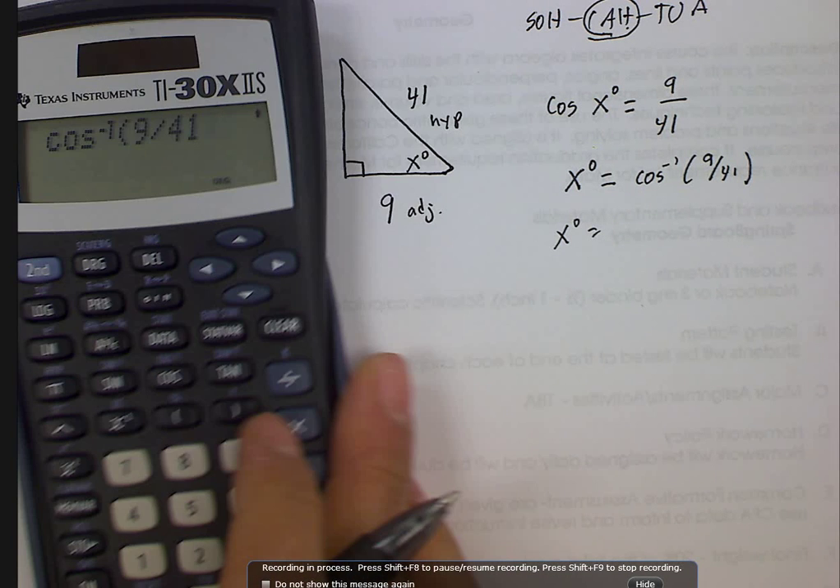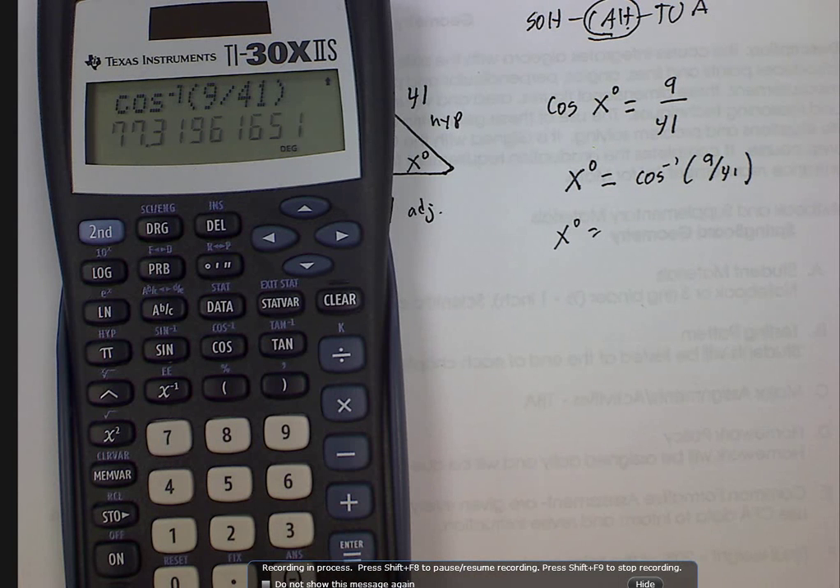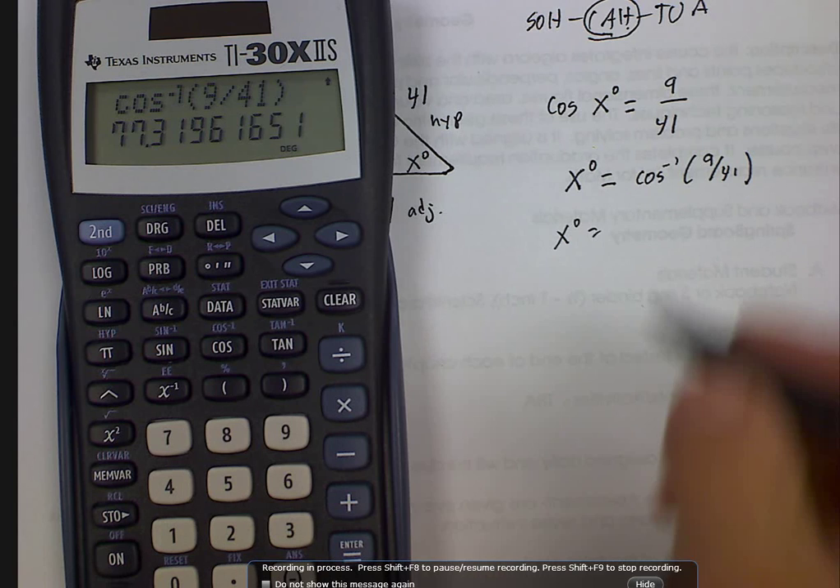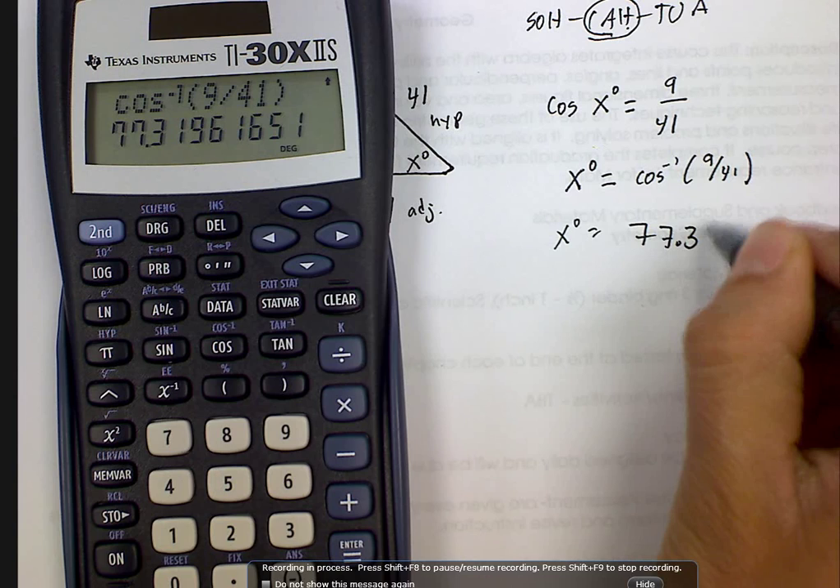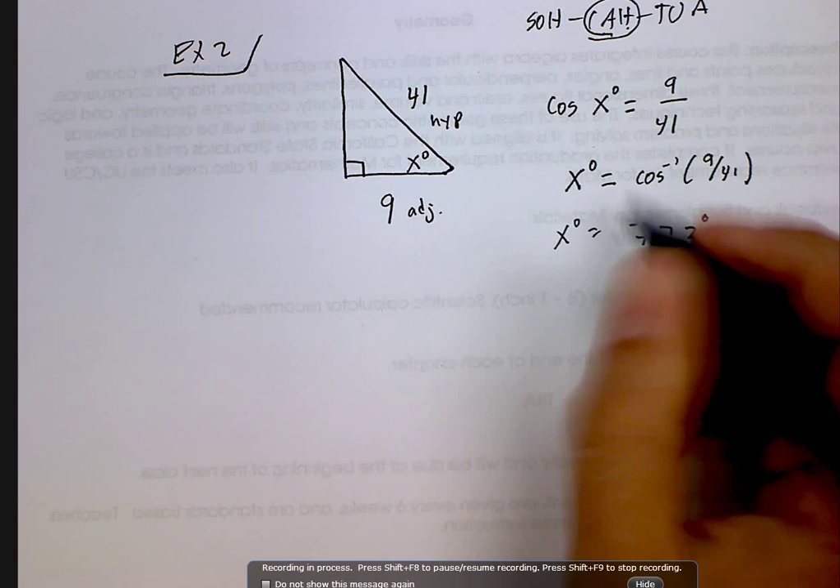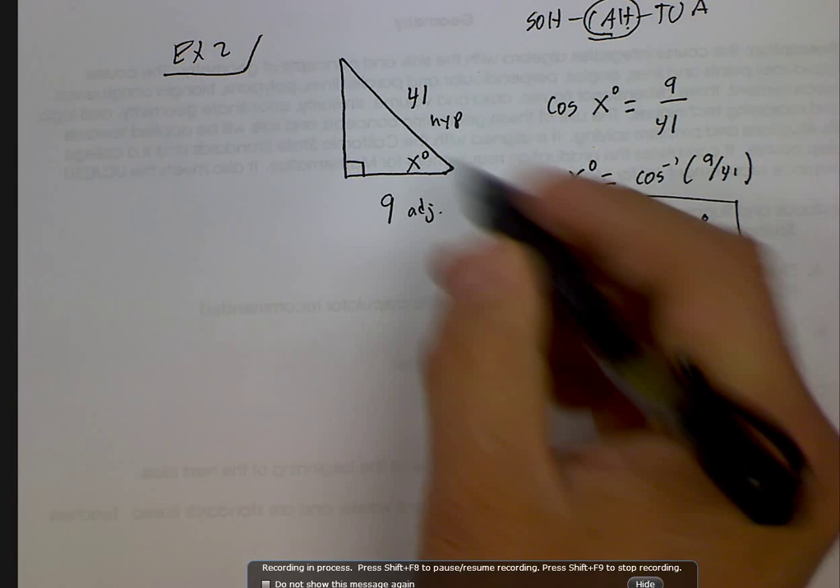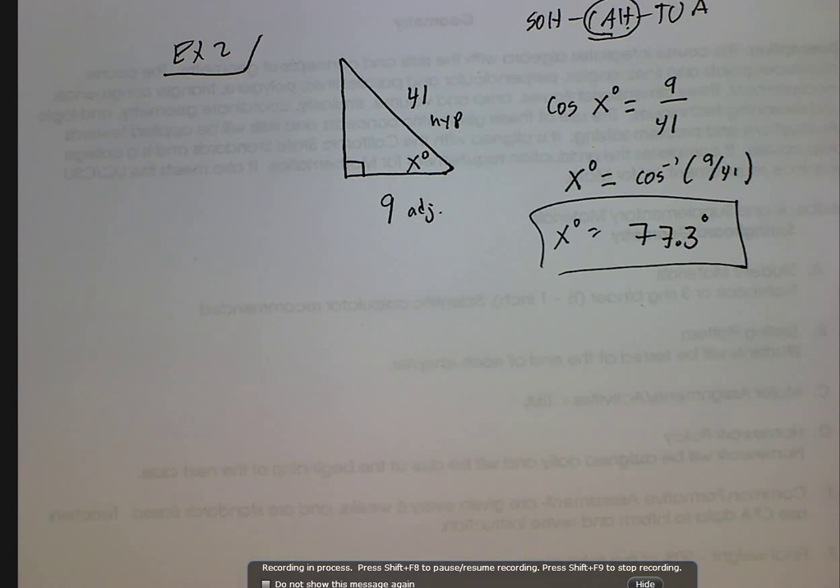Okay, and we get 77.3 degrees. So yeah, 77.3 degrees. You always try to round to the nearest tenth. So there is your answer. Okay, so that's that angle. Okay, let's look at one last one.